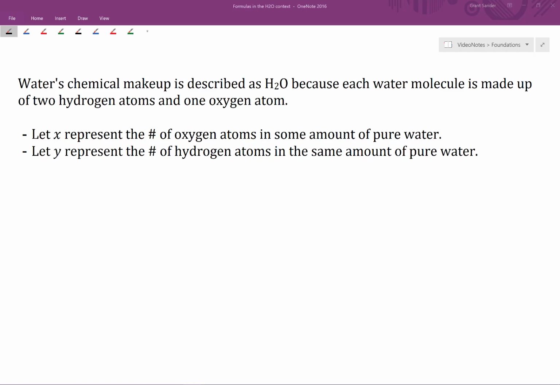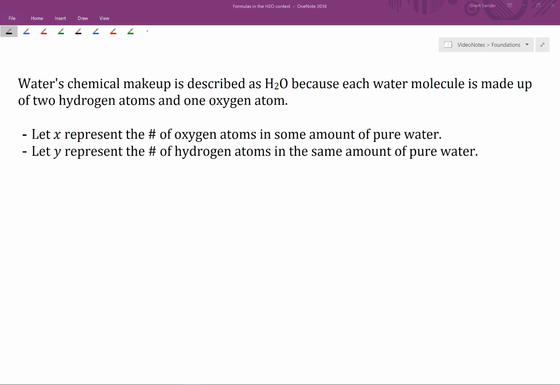Let's think about some formulas in the following context. Water's chemical makeup is described as H2O, which probably sounds familiar to you. And this is because each water molecule is made up of 2 hydrogen atoms and 1 oxygen atom.